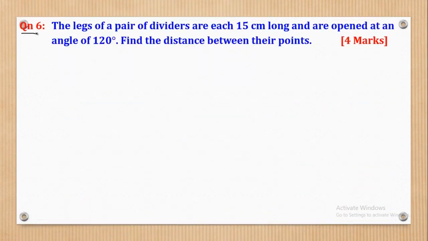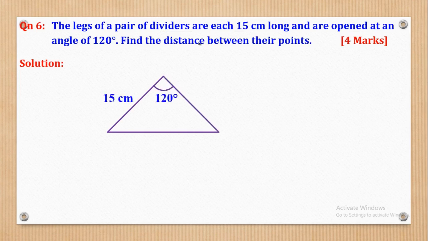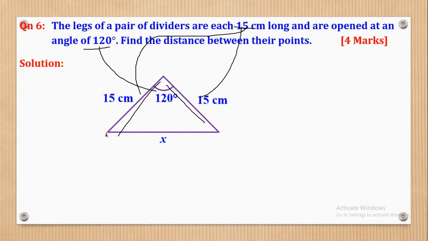So now we shall go to question 6. Question 6 says the legs of a pair of dividers are each 15 centimeters long and are opened at an angle of 120 degrees. Find the distance between their points. So the first thing to do is to make a sketch. They told us they are opened at an angle of 120 degrees, so this is it. So these are the legs, and each of them is 15 centimeters long. That's why you see here 15 and 15. Now the distance they want is this one between the 2 points, which is x.